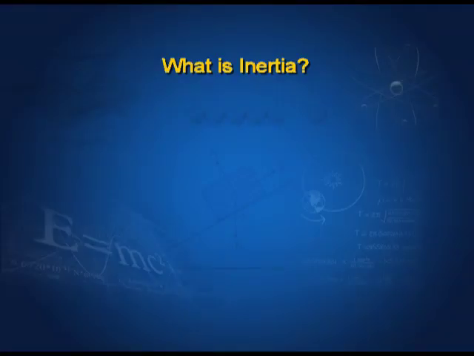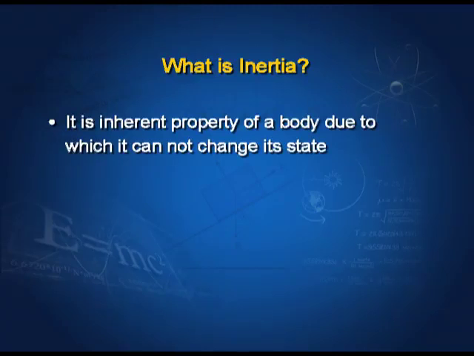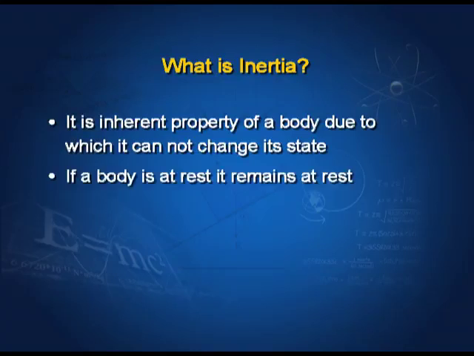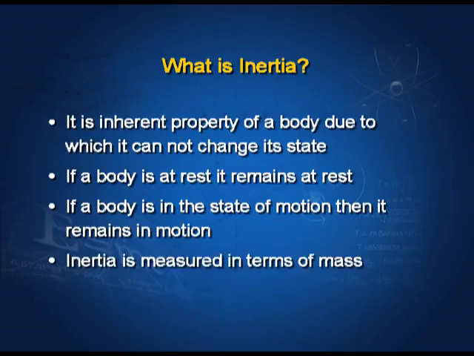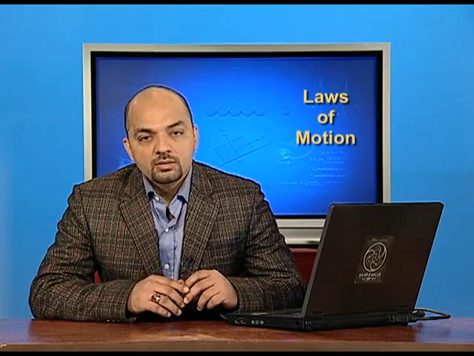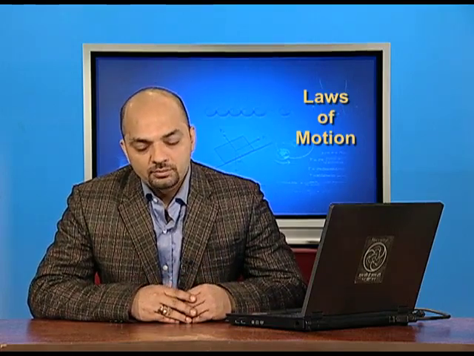What is inertia? It is the inherent property of a body due to which it cannot change its state. That means if a body is at rest, it remains at rest. If the body is in the state of motion, then it remains in motion. Inertia is measured in terms of mass. That means more is the mass, more will be the inertia.